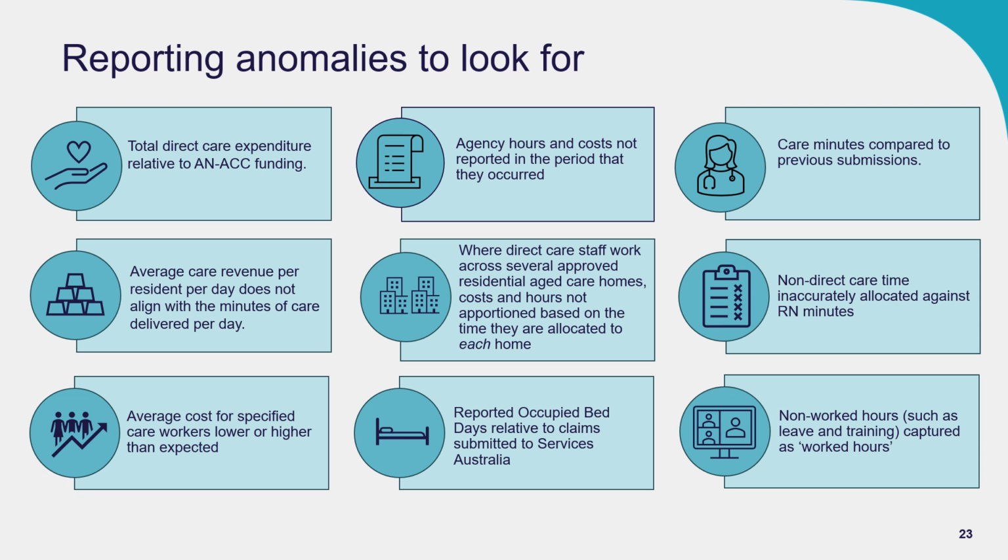Average hourly costs for specific categories which are significantly higher or lower than similar providers. Agency hours and costs being reported when invoices received rather than in the period that they occurred. Where direct care staff work across several approved residential aged care homes, the costs and hours have not been apportioned based on the time they are allocated to each home.